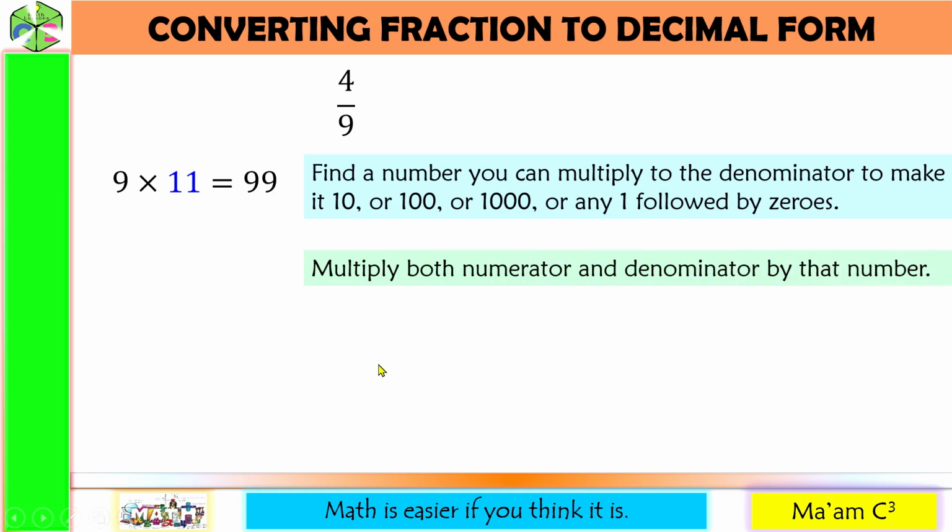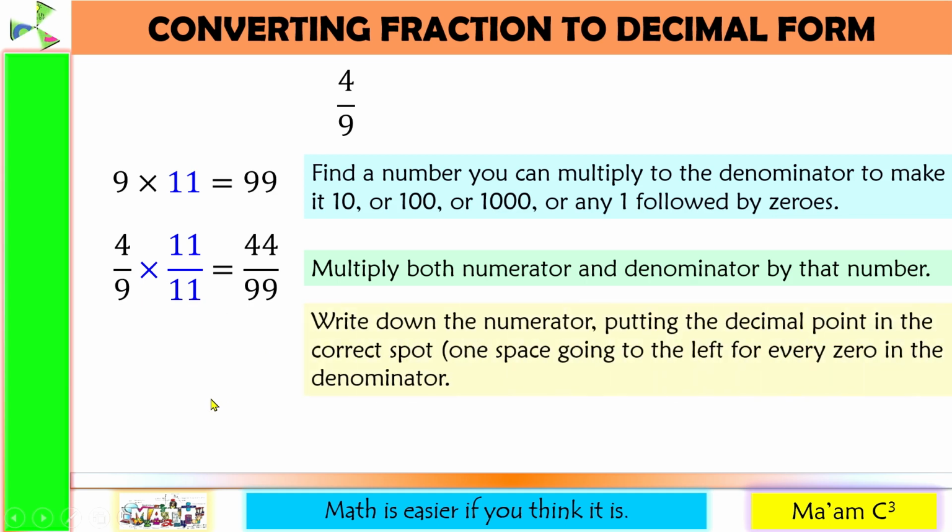Step 2, multiply both numerator and denominator by this number. 4 times 11 is 44. 9 times 11 is 99. Step 3, let us write down our numerator. The initial position of the decimal point is on the right of the number. Since there is no zeros in our denominator, but this is closest to 100, and 100 has 2 zeros, then we are going to move the decimal point 2 places going to the left.